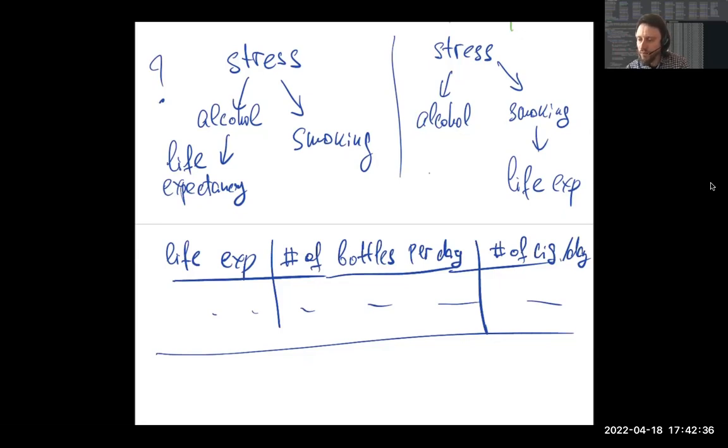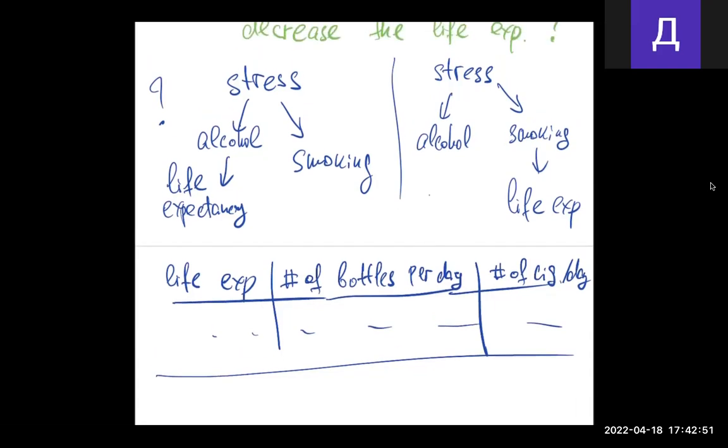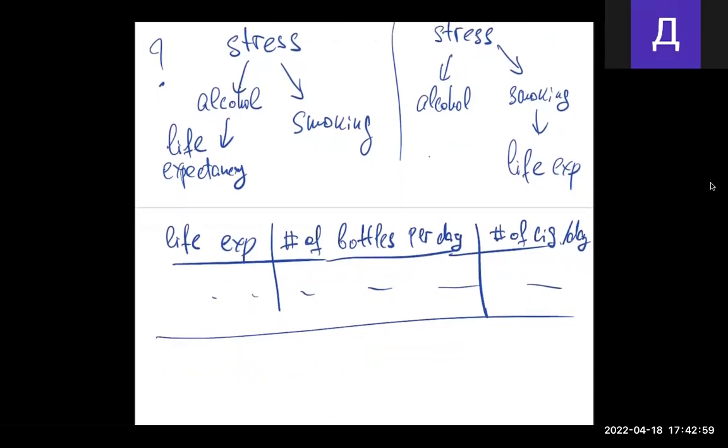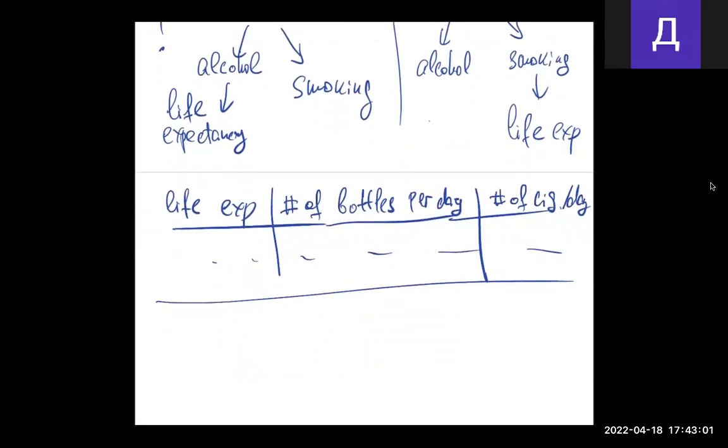I don't know, but probably, how to say it in English, independent variables. Independent variables? Yes, thank you. So life expectancy will be the independent variable, and number of bottles and number of cigarettes will be dependent variables. And we should compare them with each other. Yes. In fact, Dasha is correct.